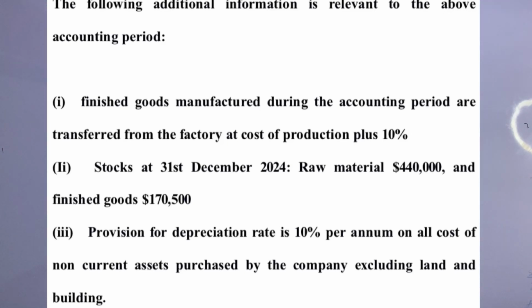I. Finished goods transferred during the accounting period are transferred from the factory at cost of production plus 10%. This means the goods are transferred at selling price or market value. II. Stock at 31st December 2024, we have raw materials to be $440,000 and finished goods of $170,500. III. Provision for depreciation rate is 10% per annum on all cost of non-current assets purchased by the company, excluding land and building. It means we have to depreciate all non-current assets by 10%, but we should exclude land and building.